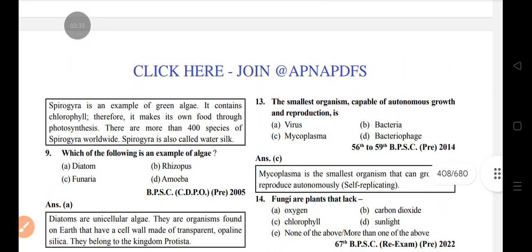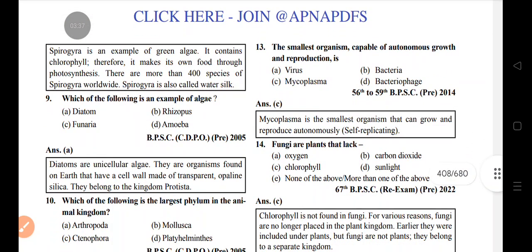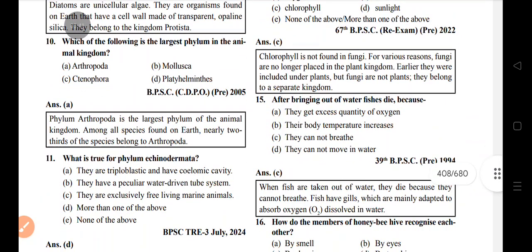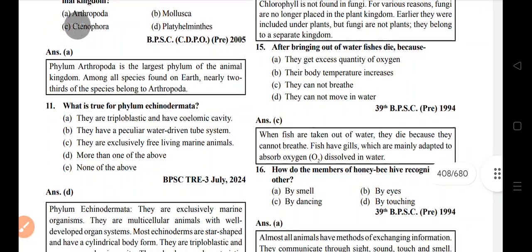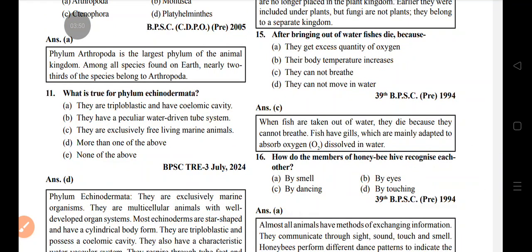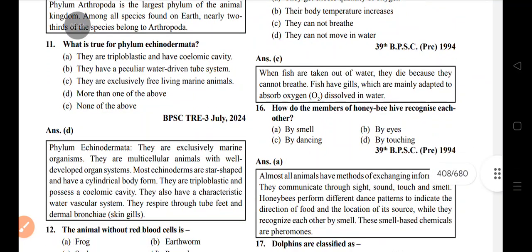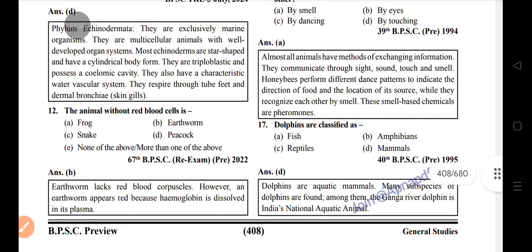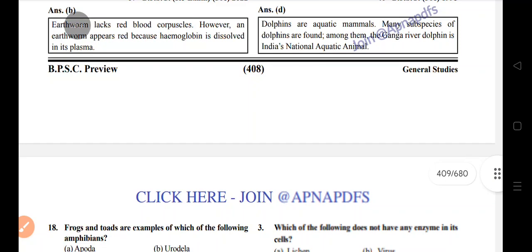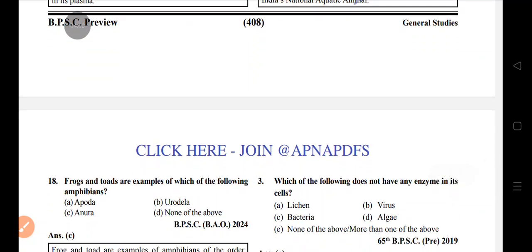The smallest organism capable of autonomous growth and reproduction is mycoplasma. Fungi are plants that lack chlorophyll. After being taken out of water, fishes die because they cannot breathe. How do members of a honeybee hive recognize each other? By smell. Dolphins are classified as mammals. Frog and toad are examples of which amphibians?